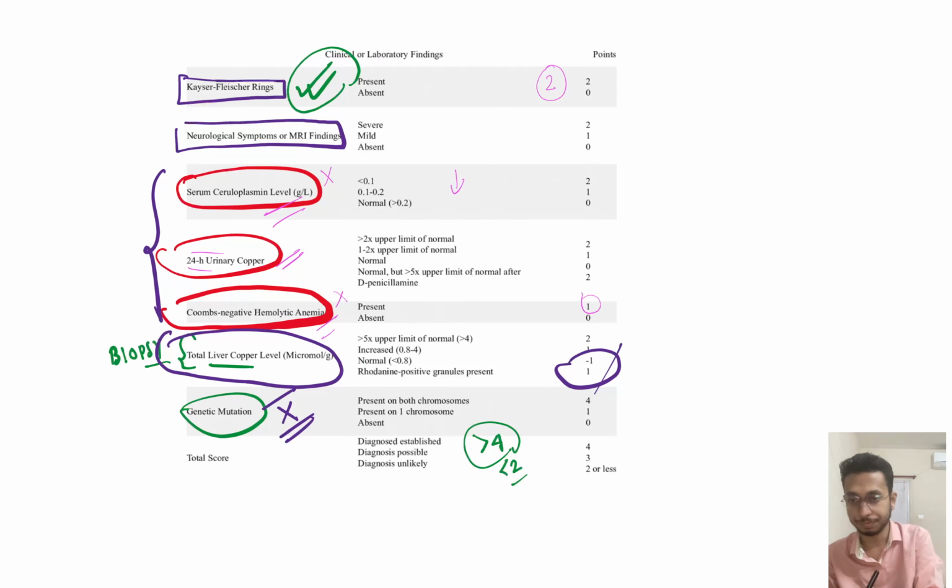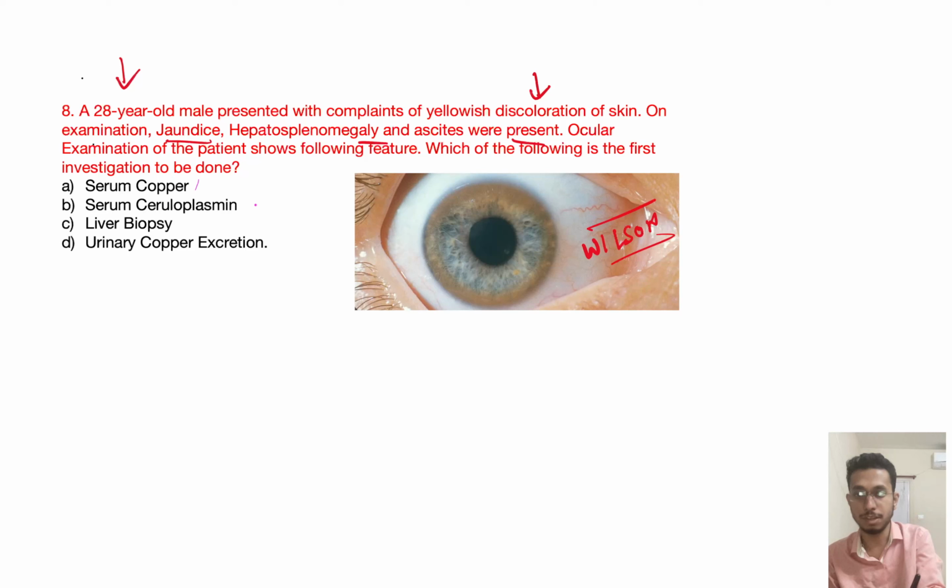So, best is in such cases serum ceruloplasmin level. Now, serum copper, serum ceruloplasmin, liver biopsy, urinary copper, obviously serum ceruloplasmin. Can liver biopsy help us to diagnosis? Obviously, liver biopsy can also help us. Can urinary copper excretion help us? Obviously, it can also help us. So, if the question was what not to be done, answer is serum copper.